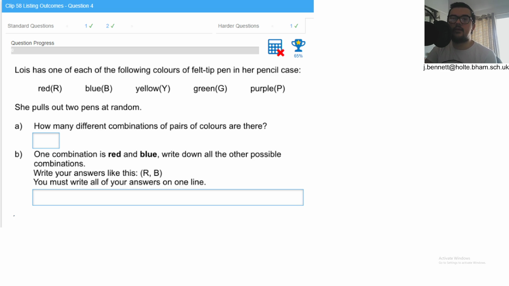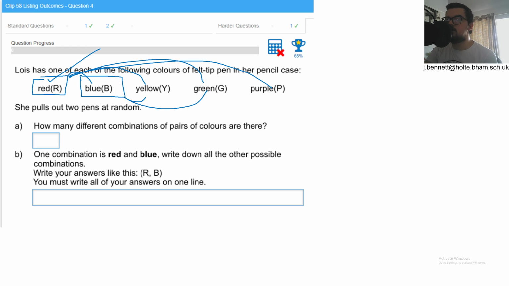So let's assume that she pulls out red at first. How many combinations are there now? So we've got red and blue, red and yellow, red and green, red and purple. Okay, so that's all the red ones done. Now let's assume she pulls out blue at first. We don't go backwards because we've already done red and blue. We go forwards. If she pulls blue out first, she could have blue and yellow, blue and green, or blue and purple. So we had 4 for the reds, and 3 for the blues.